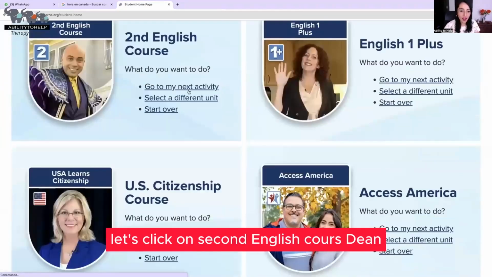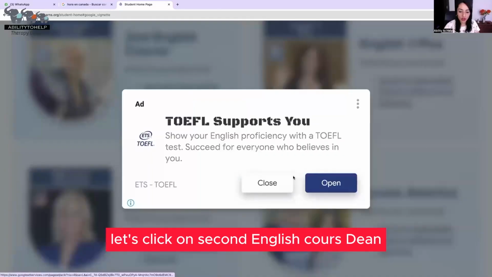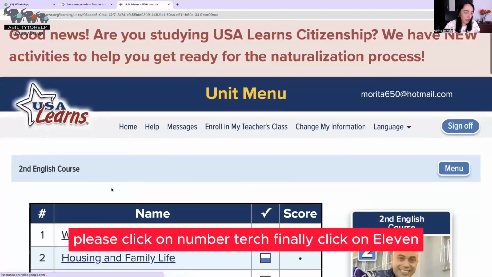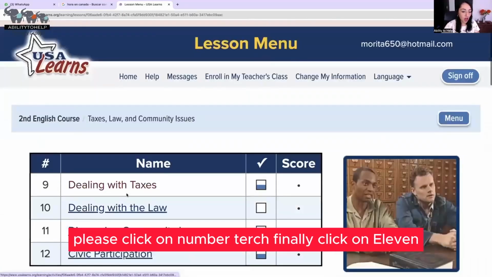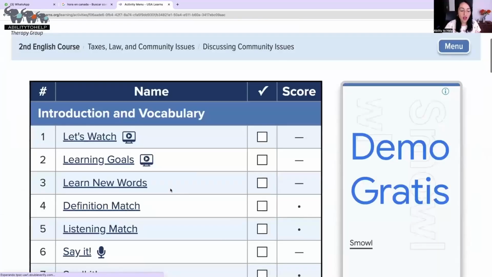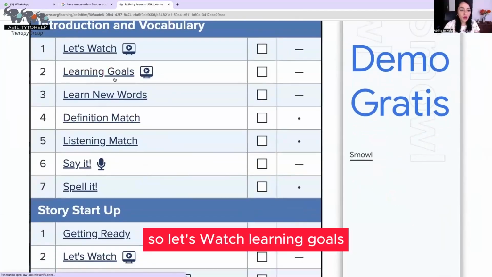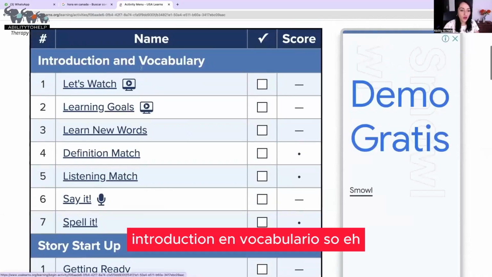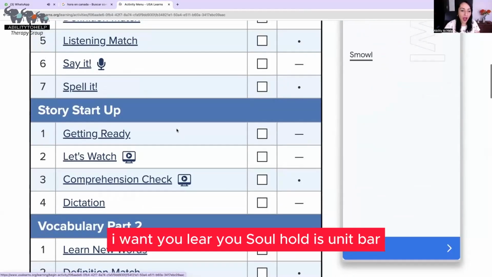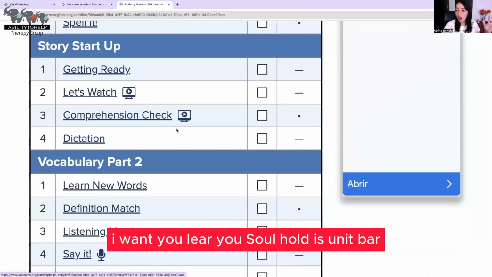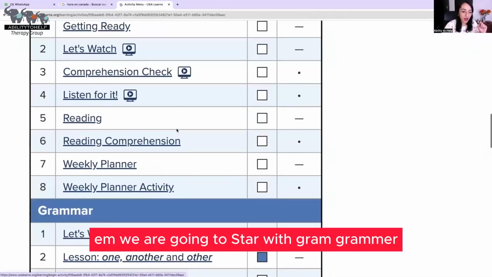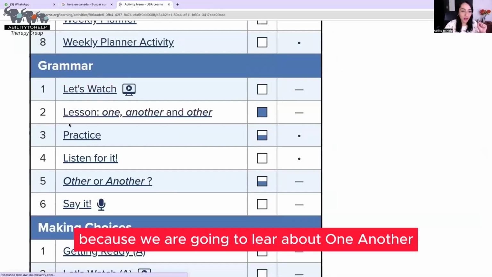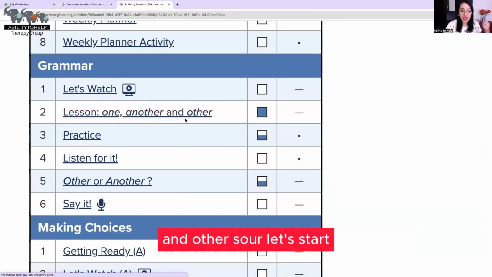So let's click on second English course. Then please click on number 3rd. Finally, click on 11. So let's watch learning goals, introduction, and vocabulary. I want you to solve this whole unit, but we are going to start with grammar, because we are going to learn about one, another, and others.